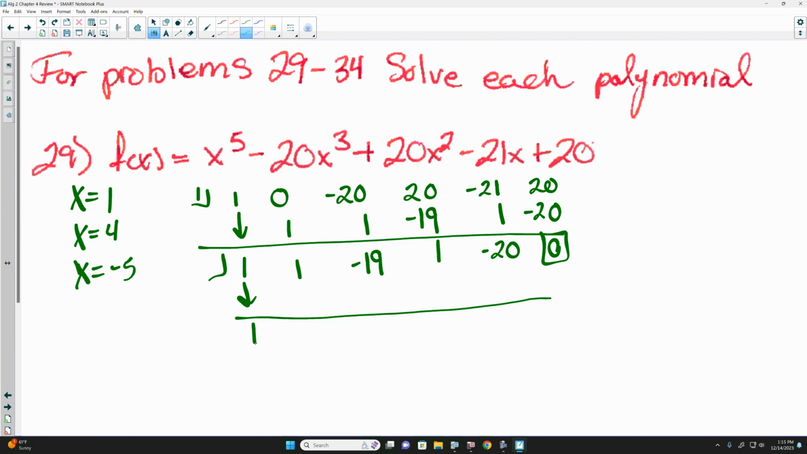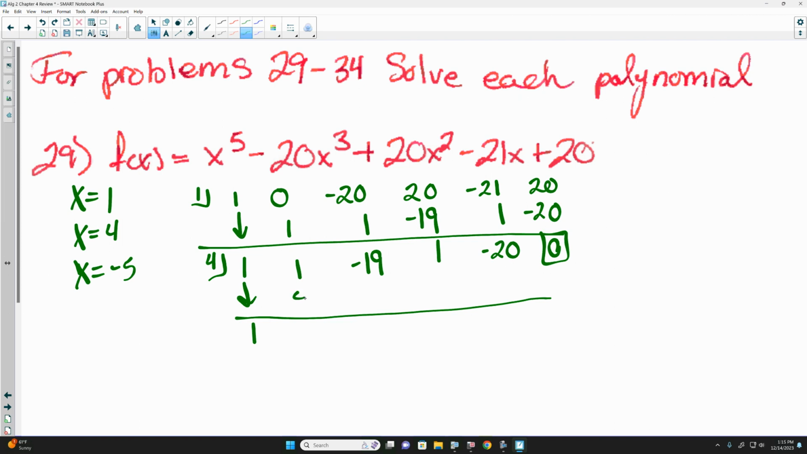Someone had it in English standard form instead of just, so it was 1, for -5. Which number do we want to try next? 4. And we'll repeat this process again.